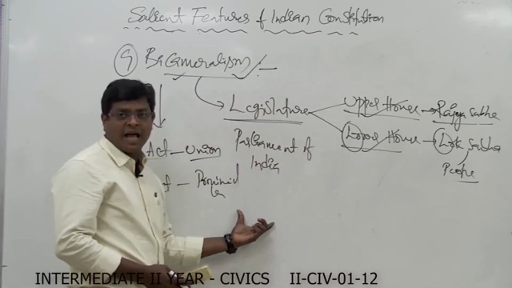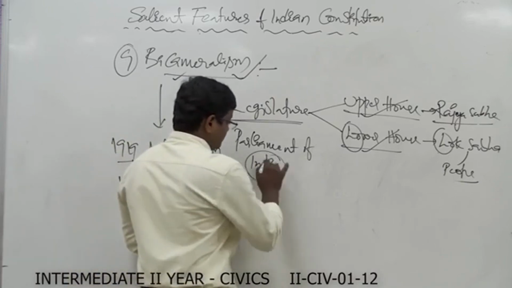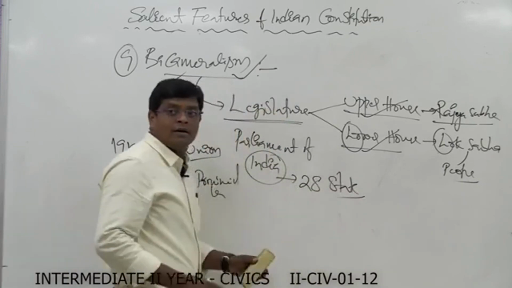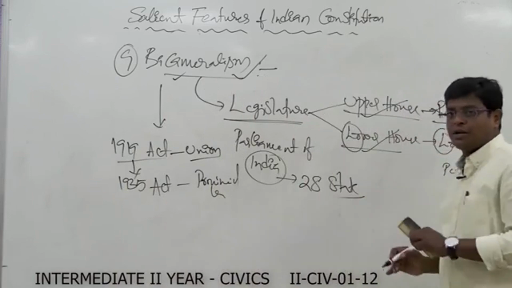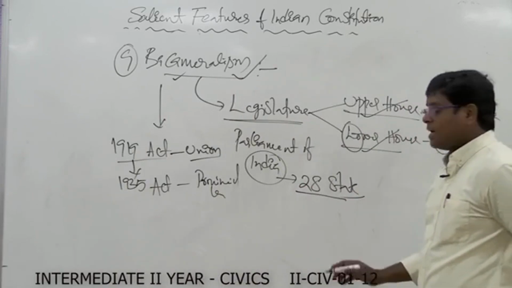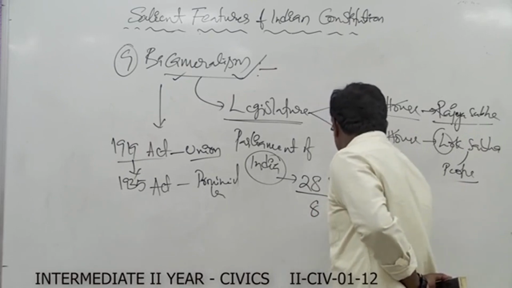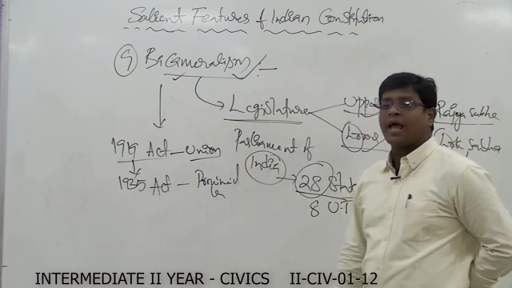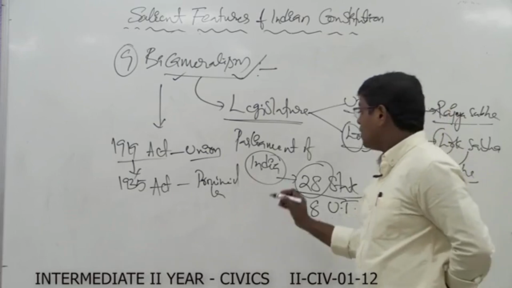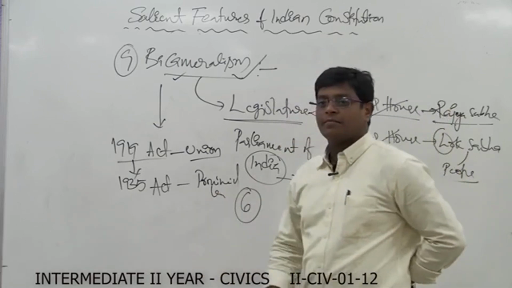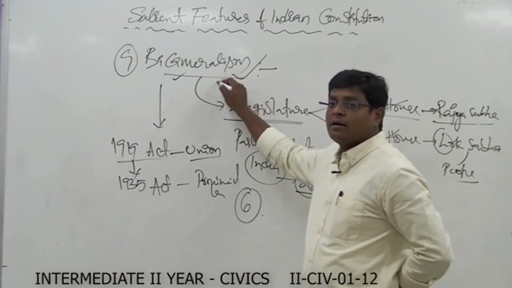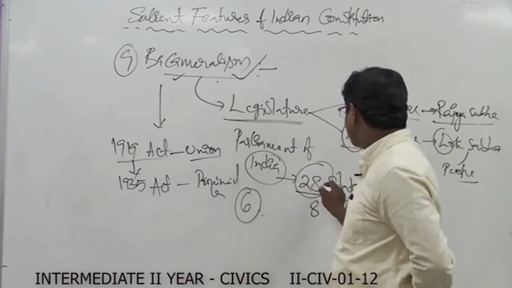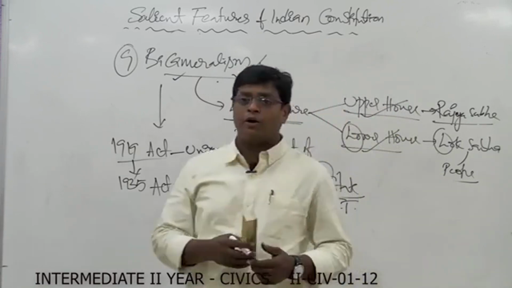When you observe the present scenario, India consists of 28 states after the Jammu Kashmir incorporation. There are 28 states and at the same time 8 union territories. Here, out of the 28 states, how many states have a bicameral system? You have to remember there are 6 states. Out of the 28 states, 6 states follow the bicameral system.